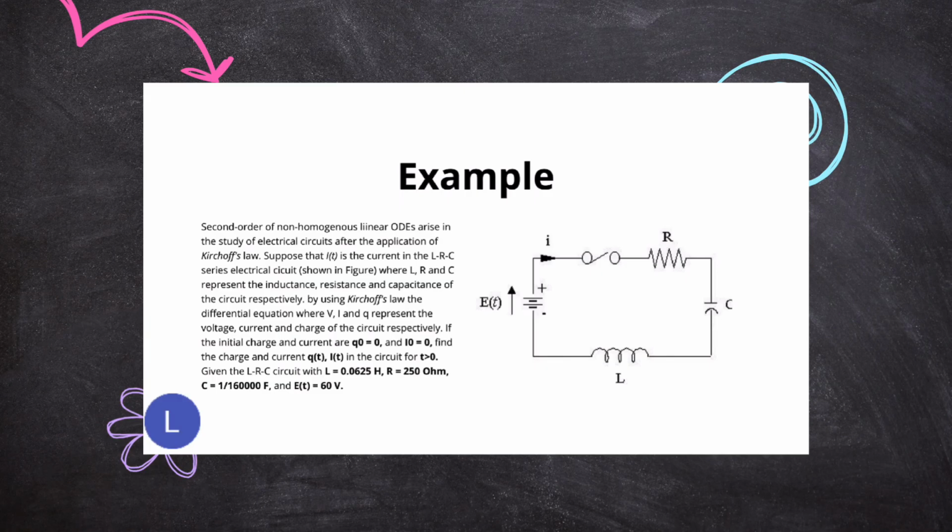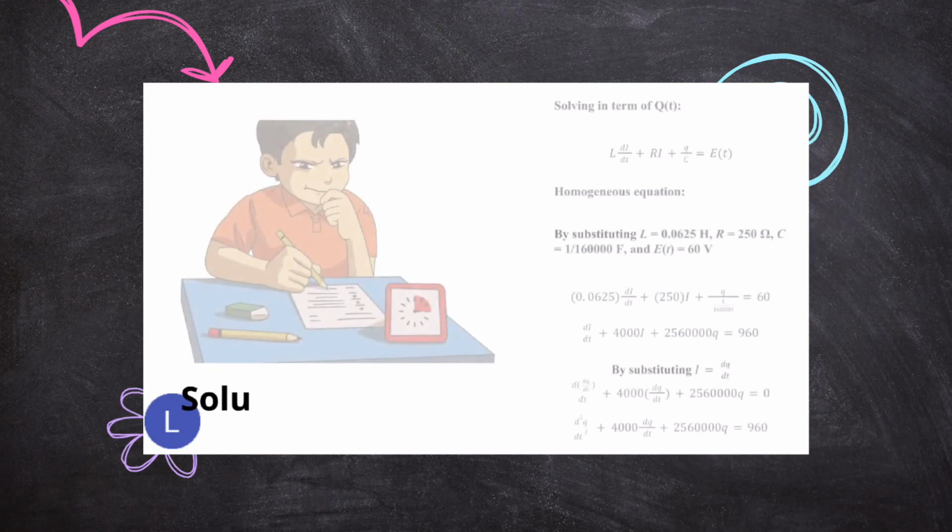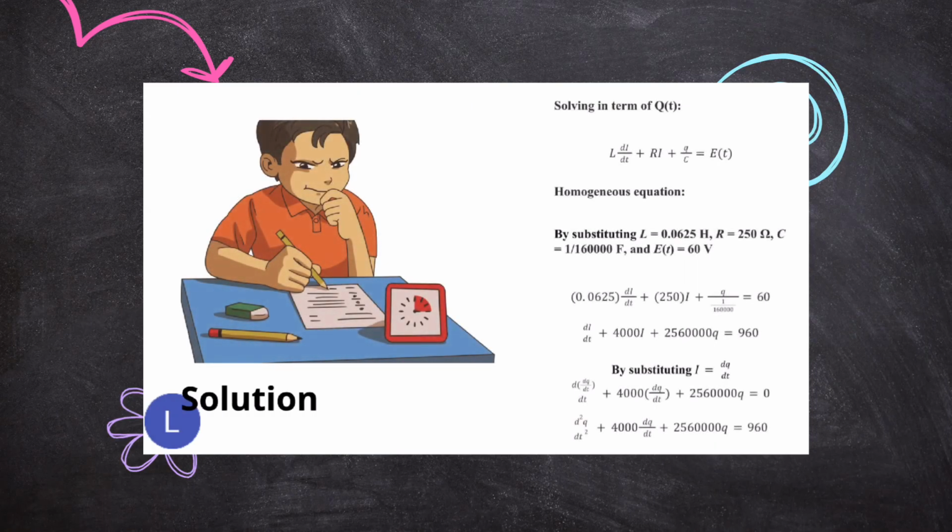Given the LRC circuit with L equals 0.0625 Henry, R equals 250 ohm, and C equals 1 per 160,000 Farad, and E in terms of t equals 60 volt. We are going to solve this question in terms of Q(t). The equation stated there is a non-homogeneous equation. By substituting L, R, C, and E(t), we will get dI/dt plus 4000I plus 2,560,000Q equals 960.